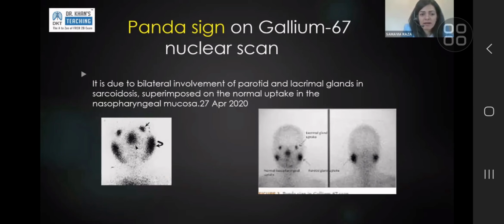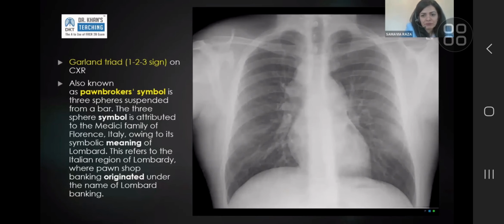The panda sign is bilateral involvement of the parotid and the lacrimal glands in sarcoidosis. When it's superimposed on the normal uptake in the nasopharyngeal muscles, it can look like a panda's face. So that was what was described as the panda sign in sarcoidosis.